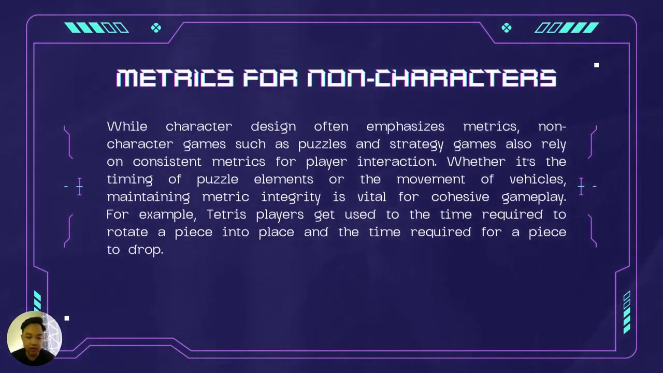And there are also metrics for non-character games. While character design often emphasizes metrics, non-character games such as puzzles and strategy games also rely on consistent metrics for player interaction. Whether it's the timing of puzzle elements or the movement of vehicles, maintaining metrics integrity is vital for cohesive gameplay. For example, the Tetris player gets used to the time required to rotate a piece into place and the time required for a piece to drop.